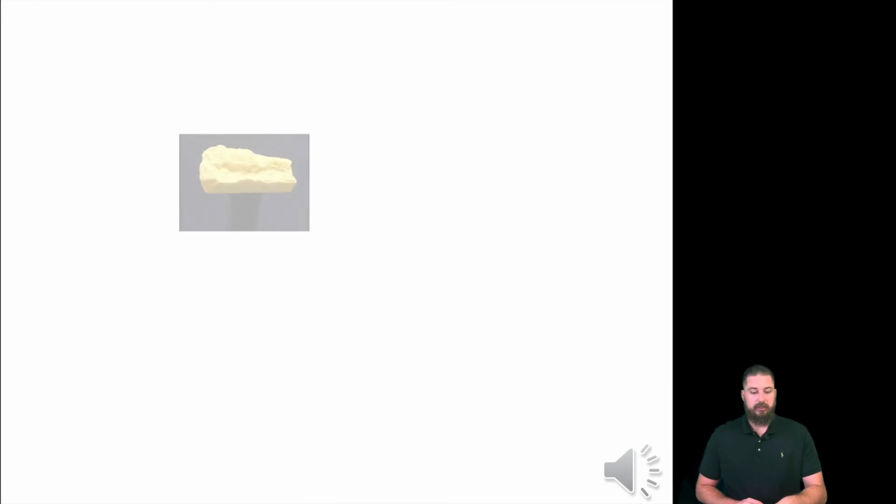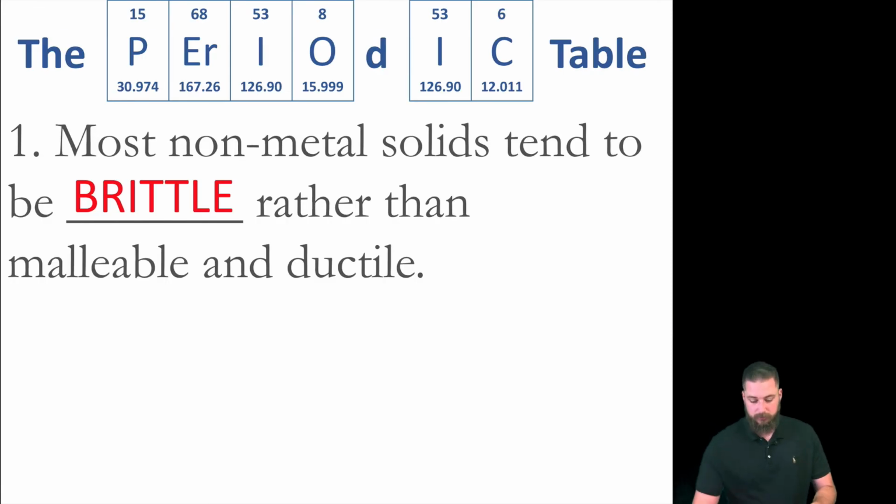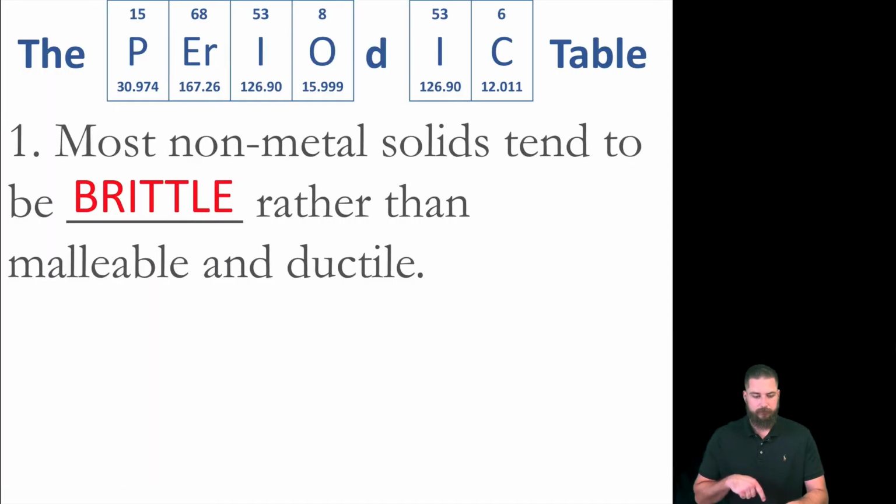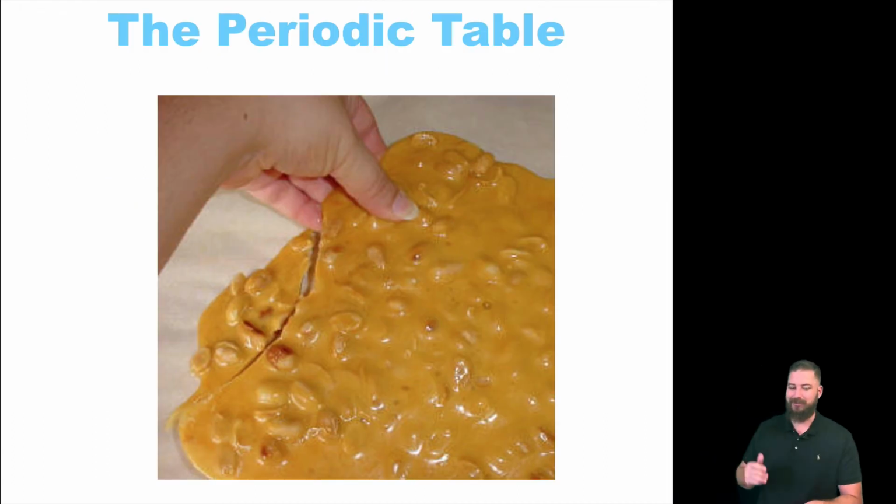And so here are some examples of nonmetals. We've got sulfur in the back. You can see the yellow, carbon, and chalk. I'm assuming that's chalk. But anyways, most nonmetal solids tend to be brittle, which means that you can easily break them, kind of like peanut butter brittle. So that's brittle.